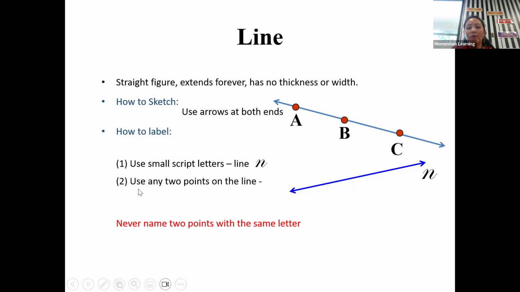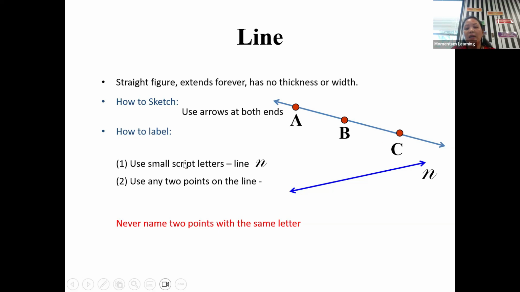Now, what else can we do? We can also name a line using any 2 points on the line. So if you're looking at this line, even though it's going to give you A, B, and C, by definition, a line has infinitely many points. It means there are so many points right next to each other that when you see it, it looks like a line. But we're going to pick out these 3 points because they are visible to us.